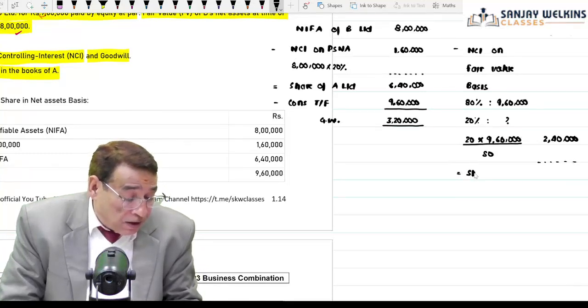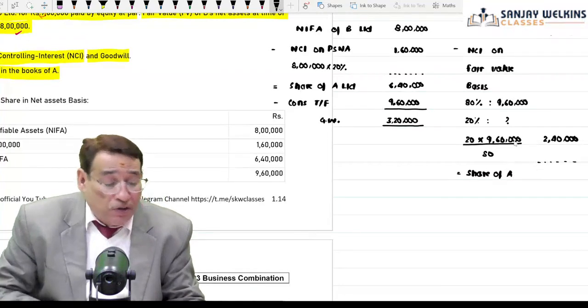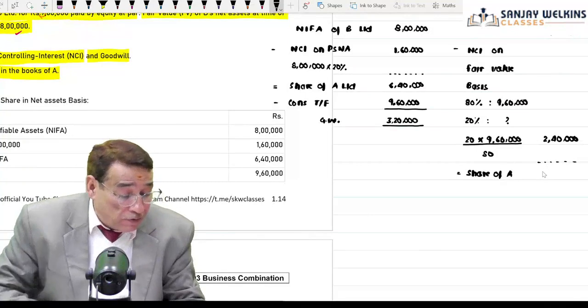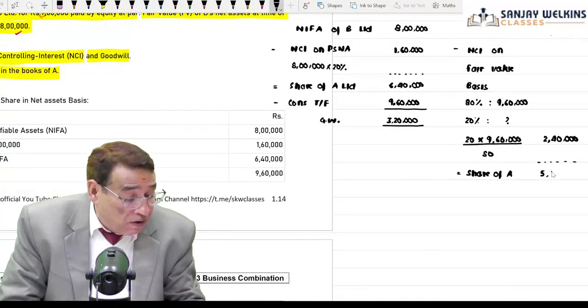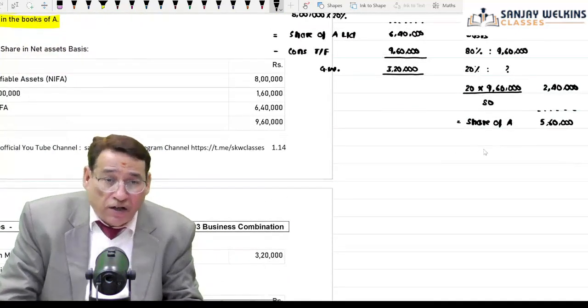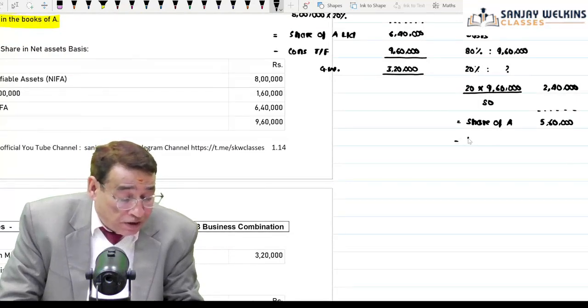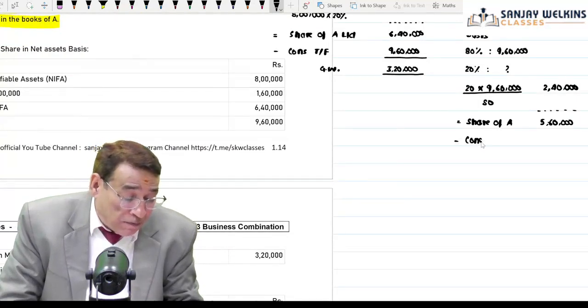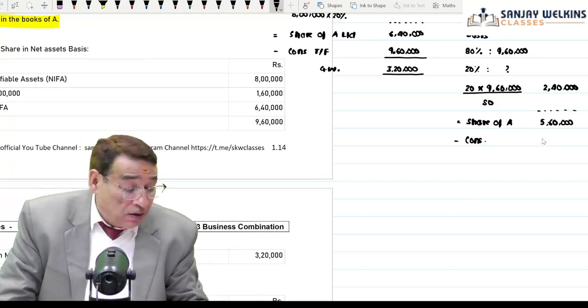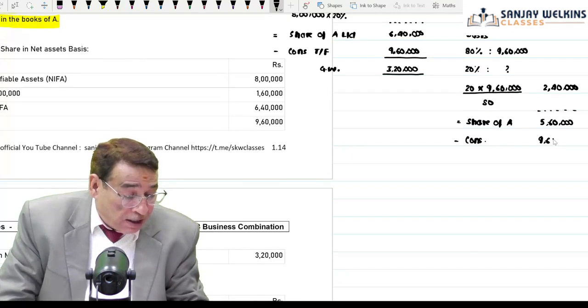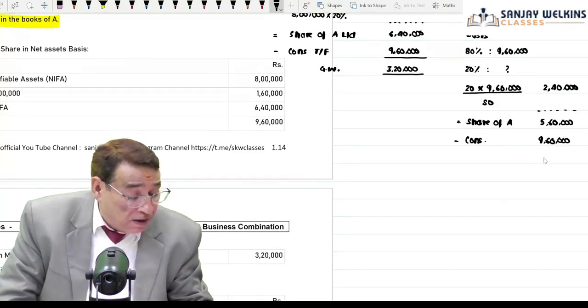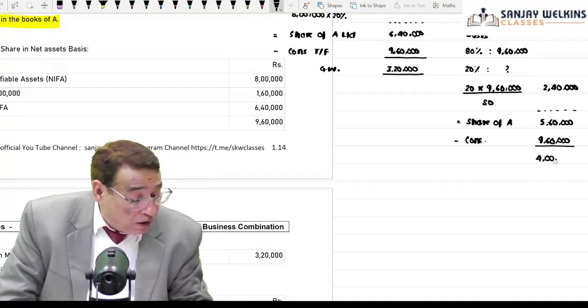So in this case, share of A Limited in the net assets will be equal to this much. I will have to subtract 2,40,000 from 8 lakh. I will get 5,60,000, correct? 5,60,000 is the share of acquirer in the net assets. Quite obviously, now I am going to compare it with the amount of consideration. Consideration is equal to 9,60,000, so I am going to write here 960. And whatever balance I get will give me goodwill of 4 lakh.